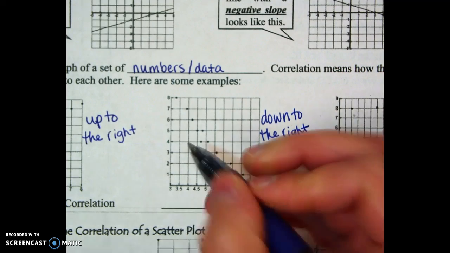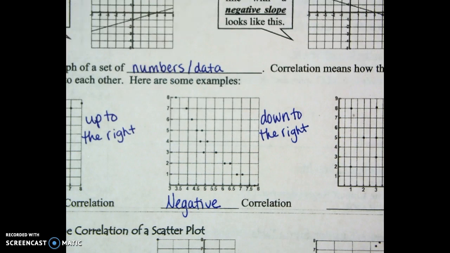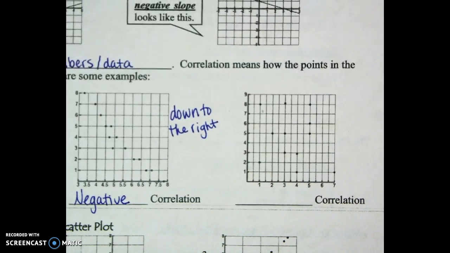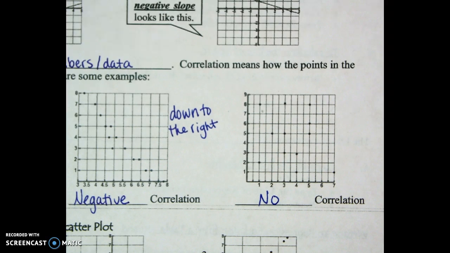And that is a negative correlation. And the last one, the dots are all over the place. And if you have one like that, there is no correlation. It's definitely not going up or down, so there's no correlation.